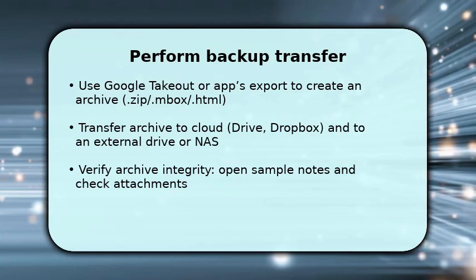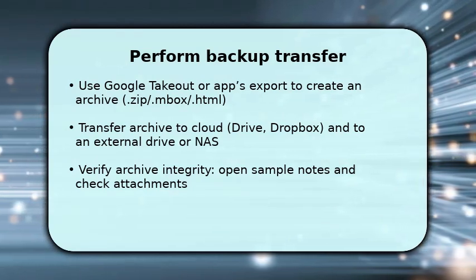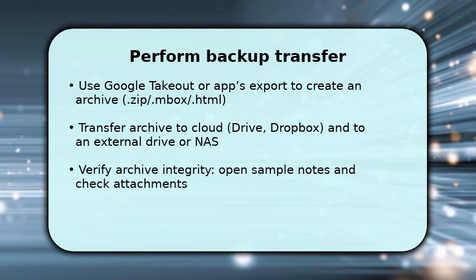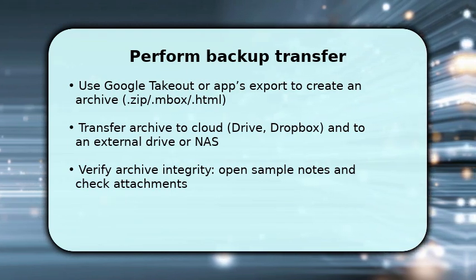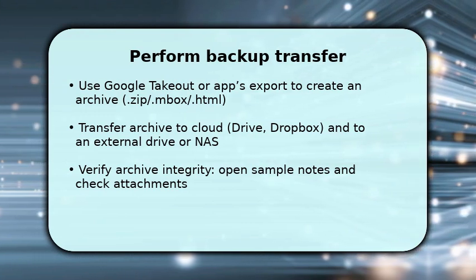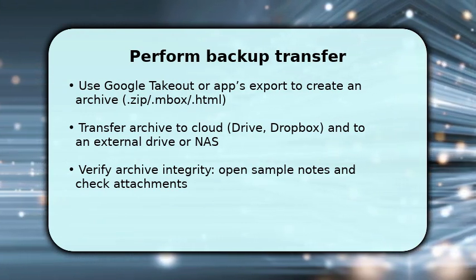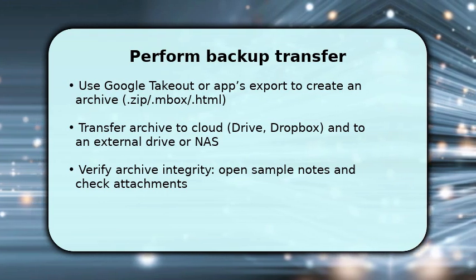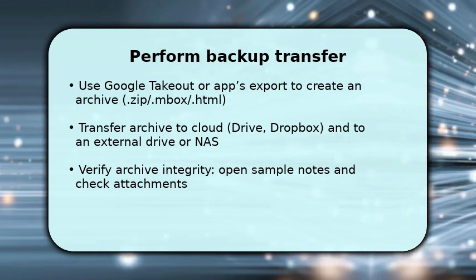You now create the actual backup file using Google Takeout or the app's export option. Select formats like zip or HTML for easy access. Once the archive is ready, immediately copy it to at least 2 locations, your preferred cloud storage and a local external drive or NAS for redundancy.